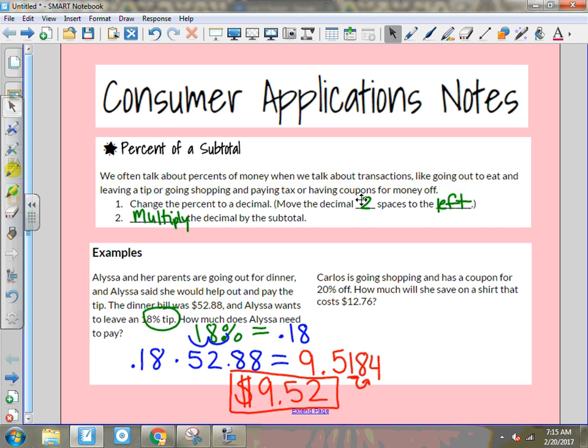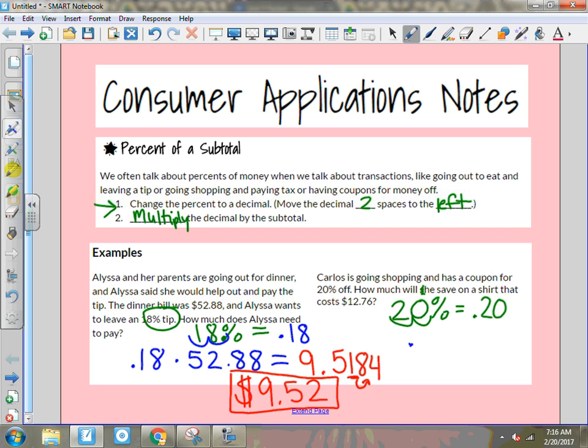Let's look at example number 2. In example 2, Carlos is going shopping and has a coupon for 20% off. And it says, how much will she save on a shirt that costs $12.76? We're going to go ahead and fix that typo. It really should be, how much will he save on a shirt that costs $12.76? So looking at step number 1, first I need to take that percent and change it into a decimal. Well, 20% is an easy one. Hop 2 spots to the left. That equals 0.20, 20 hundredths. And now I'm ready to do my multiplying.